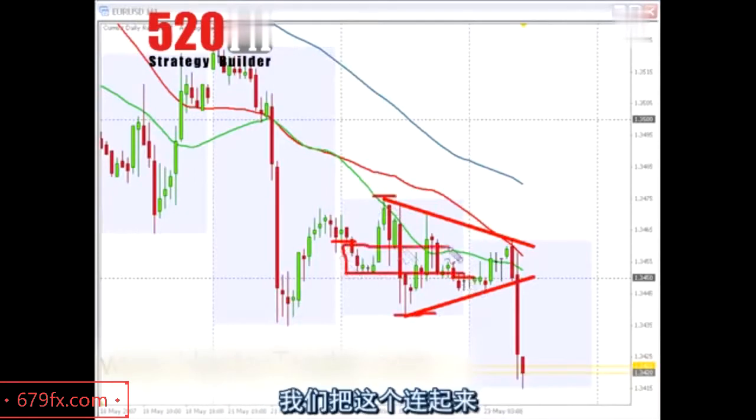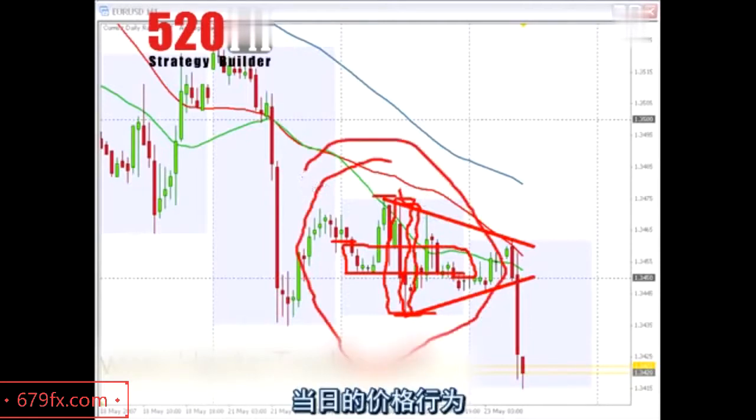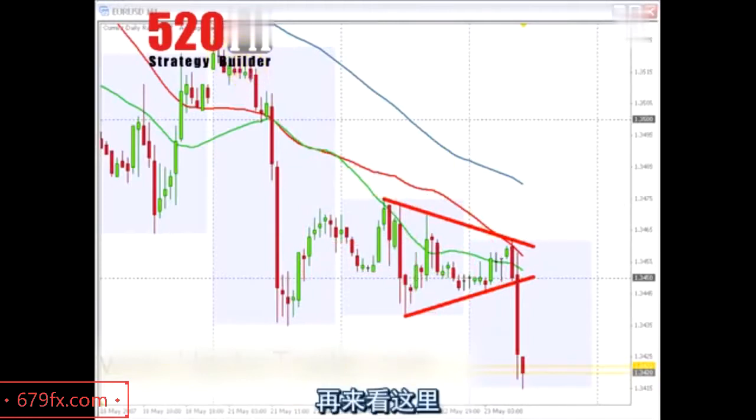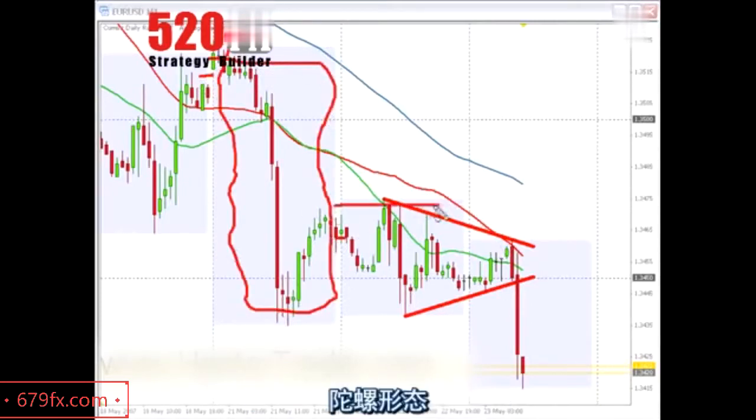We link that up, and what do we have? We have a spinning top. That's what yesterday's price action would look like in the daily chart. So we have in the daily chart a nice open and close, a nice red bar, spinning top.